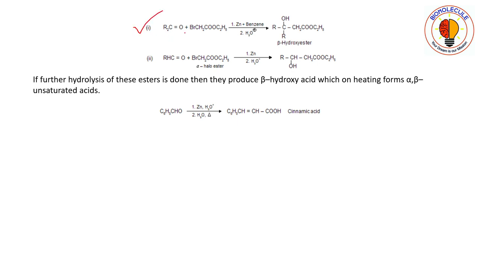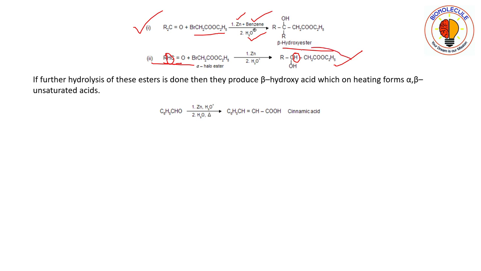This one is a ketone, and this one is alpha halo ester. You are giving zinc in benzene solvent, followed by hydrolysis, and you are getting beta hydroxy ester. Similarly, this one is an aldehyde, and you will get the same product, the same hydroxy ester. Here you are getting hydrogen because of this aldehyde.